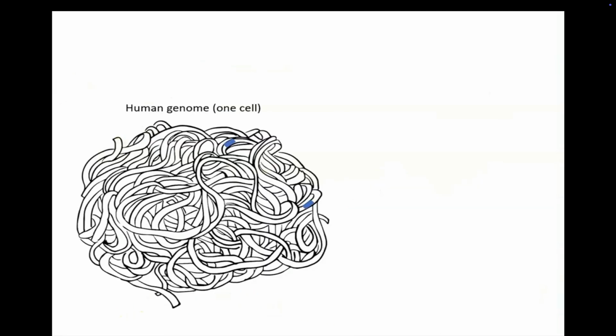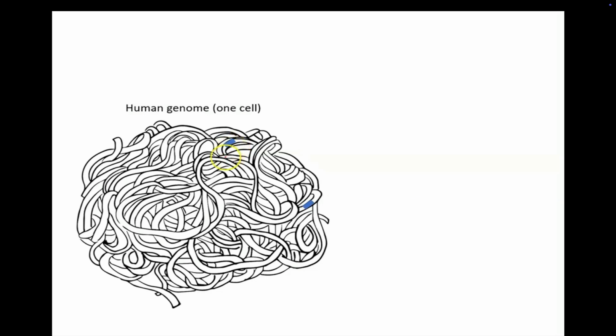Remember that in each of your cells you have two copies of every gene. So here's a plate of spaghetti, if you will, that looks like the DNA in an interphase cell. The little colors here represent our two different alleles that each one of us carries for the HBB gene. Remember that we have about 20,000 different genes in each one of our cells, so the HBB gene is just the tiniest part of that.